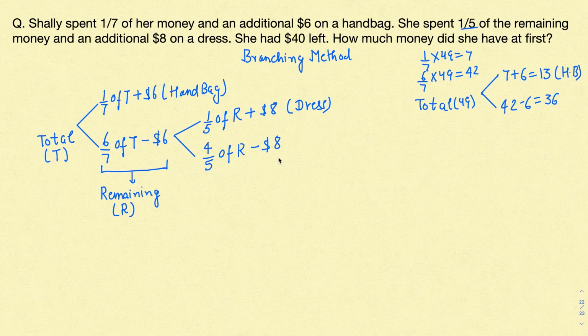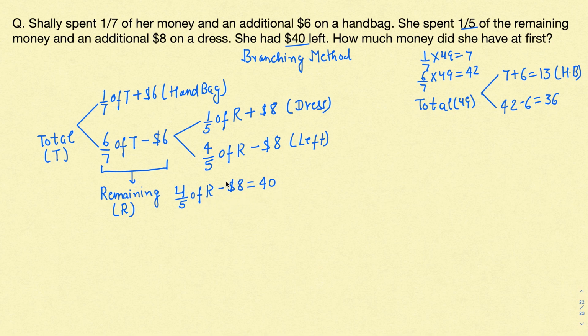So this is the left amount, right? This is what she's left with at the end, and it's given in the question. How much is this? It's $40. So from here, we can write that 4 by 5 of remainder minus $8 is equal to 40.